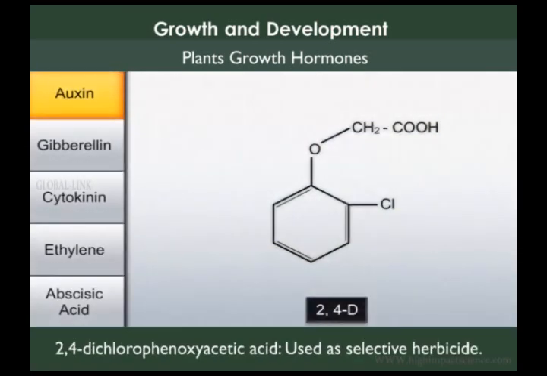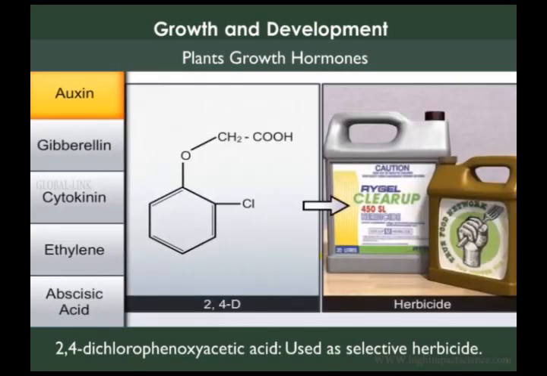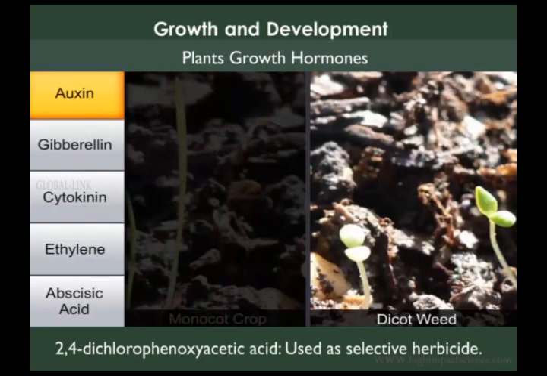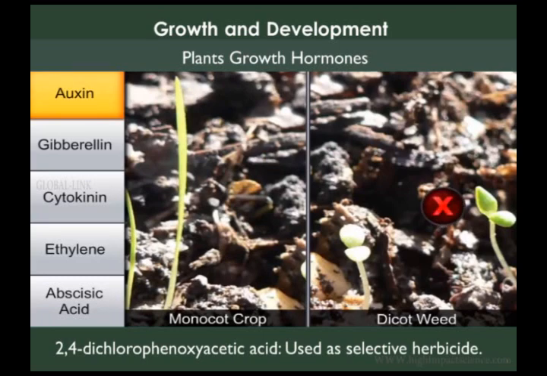A synthetic auxin, 2,4-dichlorophenoxyacetic acid, commonly called 2,4-D, is used as a herbicide. It uses the physical differences between leaves of monocots and dicots to selectively kill dicots by inducing distorted growth and excessive respiration.